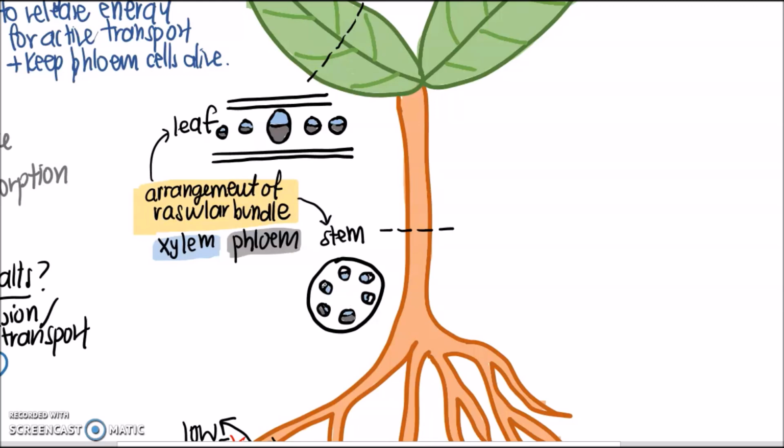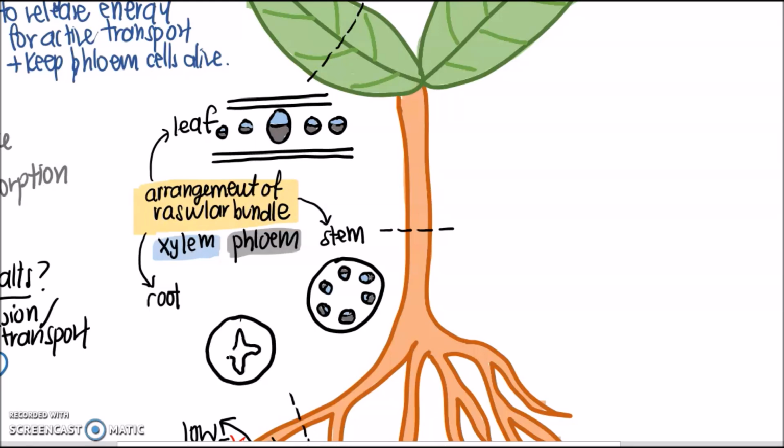So if you remember the experiment on aphids, right? Aphids is an insect that will pierce the stem to drink the phloem and all the sugars. It can only do so because the phloem is on the outer perimeter. That is why aphids can actually feed on it. Now the last arrangement that we must know is in the root.